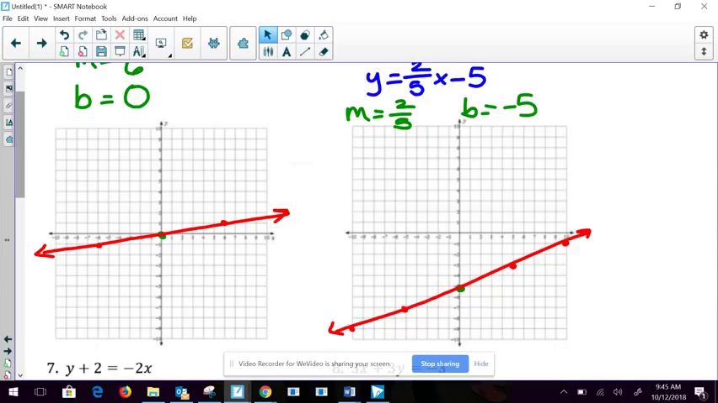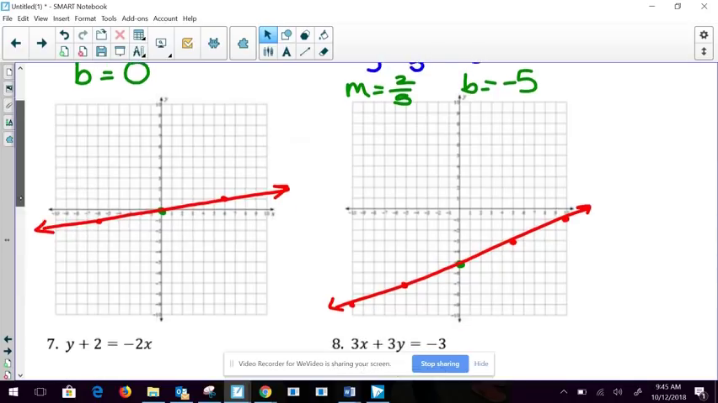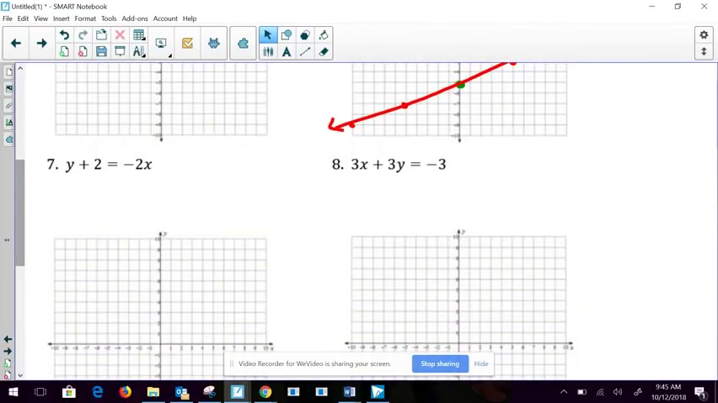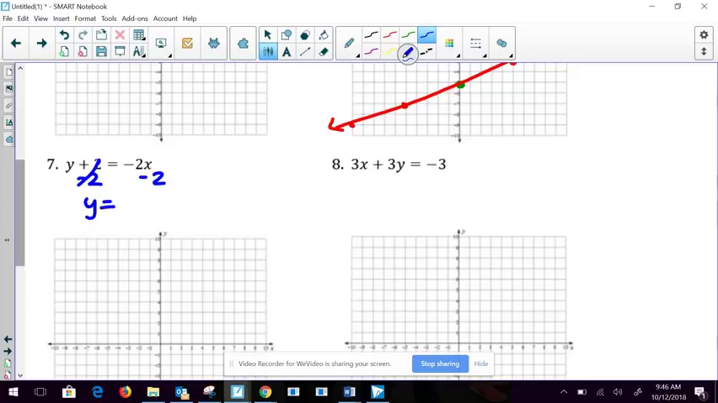We will go ahead and do one more with you just to make sure you understand this. We're going to skip number 8 for this moment, but we are going to look at number 7. So looking at number 7, it says +2. How do I undo adding 2? Great, we're going to subtract 2 from both sides. So I end up with y is equal to -2x and our -2.